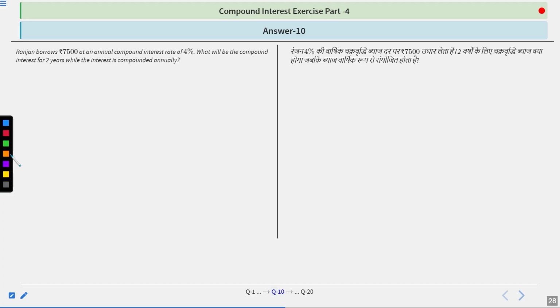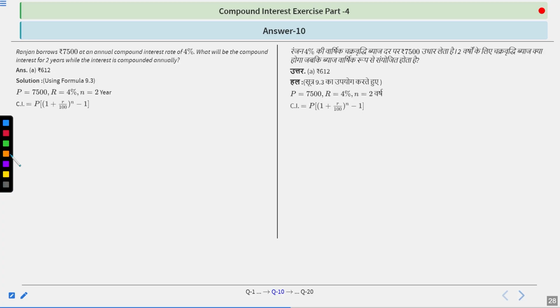Now, Ranjan has borrowed rupees 7,500. Rate of interest was 4% and time period is 2 years. The answer to this question is option A, rupees 612, and we are using formula 9.3 to solve this question. Principal was rupees 7,500, rate was 4%, and time period n was 2 years.